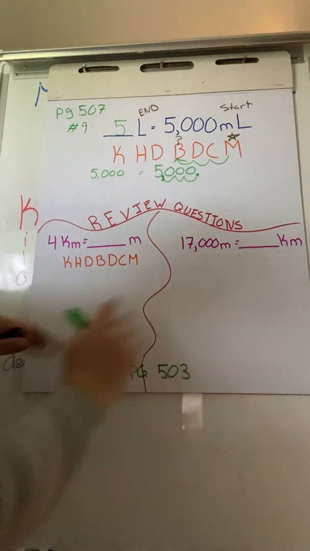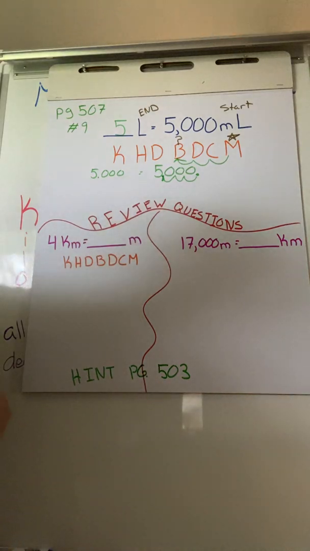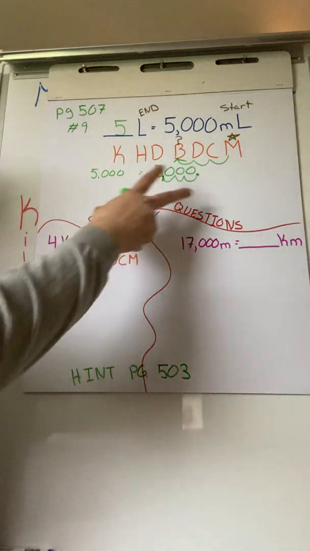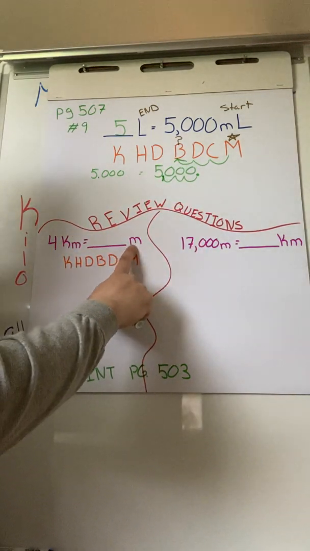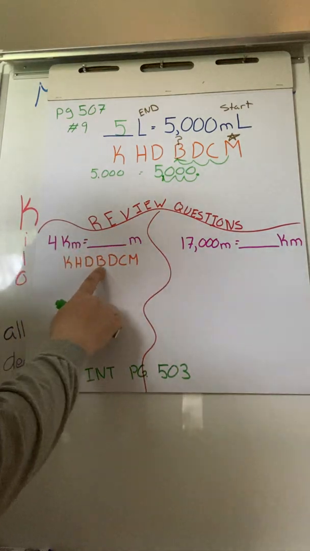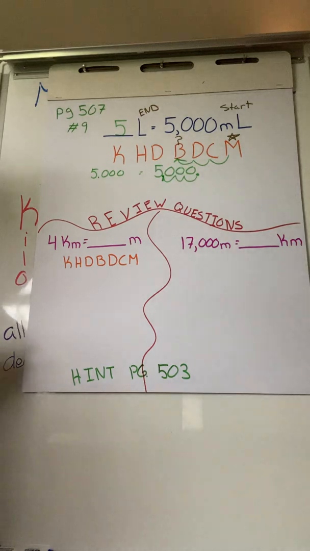Okay? So just a quick review. Both of these problems are from 12.4. Hint, they're on page 503 if you were having any issues with 503. So we're going to go through these really quick. Same thing, except for now we're back to our length, all right? So we're measuring with meters. So now our base is going to be meters instead of liters.